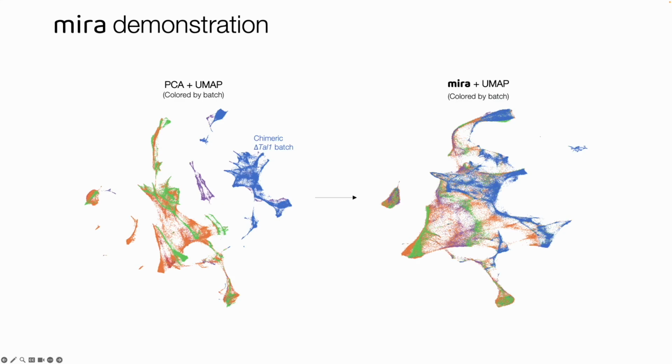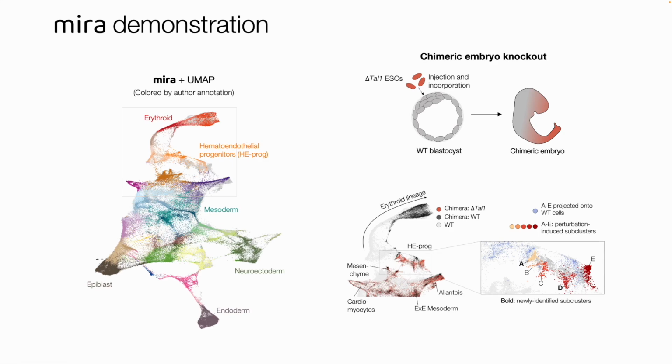As you can see, Mira effectively removed batch effects from the latent space representation of cell states. The perturbed tau1 knockout batch was successfully integrated into the wild-type atlas for comprehensive downstream analysis and comparison. The integrated latent space preserves the exploding complexity of the developing embryo and discriminates between the cell types annotated by the author of the original study. So how did the cells in the perturbed embryos change? The perturbed embryos were actually chimeras.